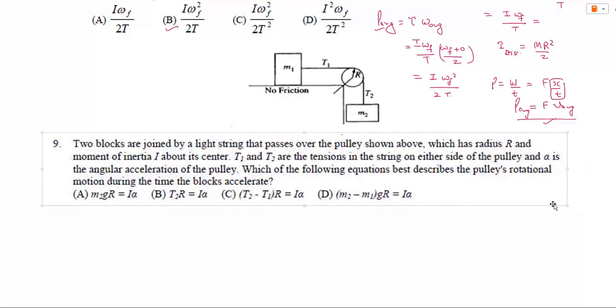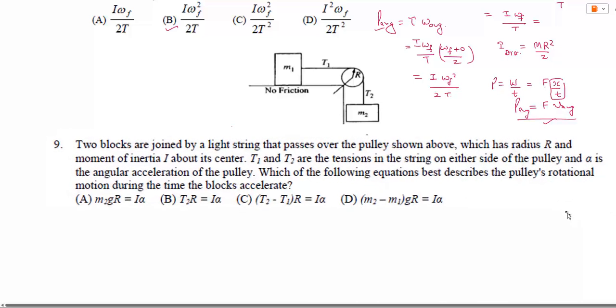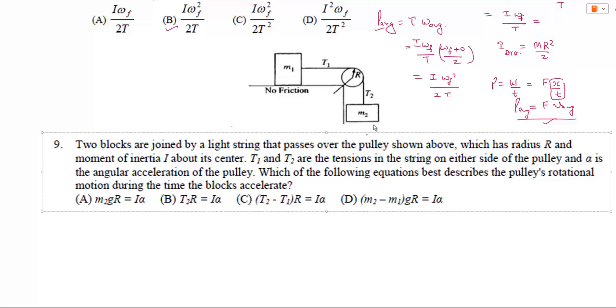So here we are given two blocks, M1 and M2, joined with a string that is passing over a pulley, and this pulley has radius r and moment of inertia I about its center. T1 and T2 will be the tensions in the string on either side of the pulley, and alpha is the angular acceleration of the pulley. Which of the following equations best describe the pulley's rotational motion during the time the block accelerates? Now the block is accelerating, right?